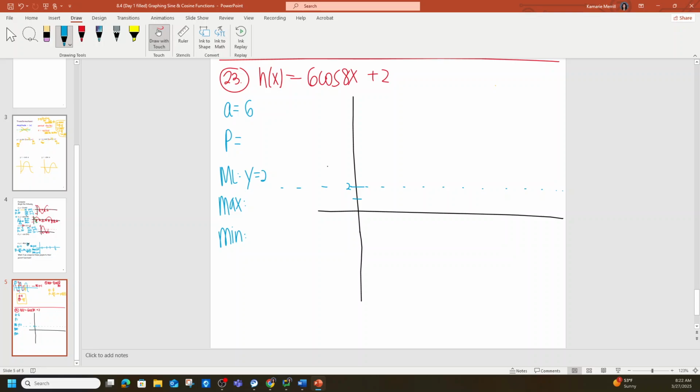But okay, what did you say? Max at 8. Why did you say 8? Because it's 2 plus 6. Very good. So I go 2 plus the 6 puts me at y equals 8. I'm going to mark this at 8. That's my max. And then where's my min? Good. 2 minus 6 puts me at y equals -4.